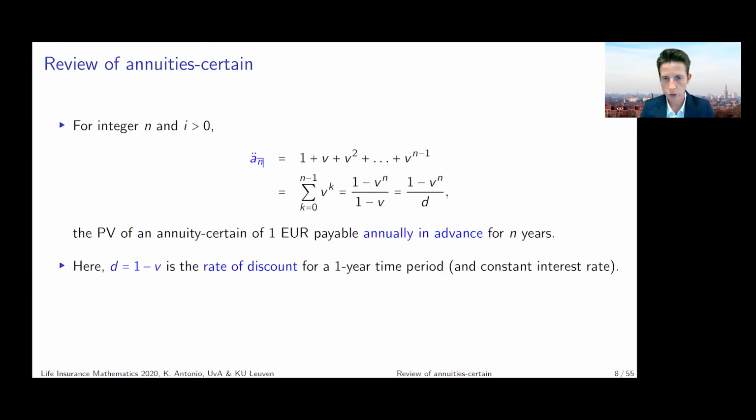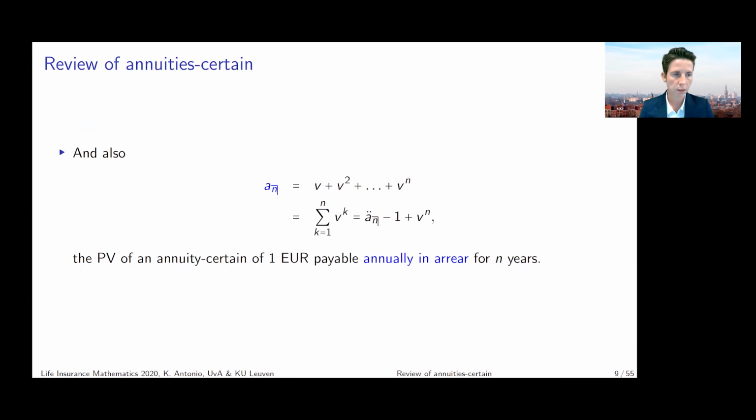Well, I introduce a notation d here for 1 minus v, that's sometimes called the rate of discount. That doesn't matter too much, right? So be careful, this kind of summation formula only holds if you're dealing with a fixed discount factor, with a fixed interest rate.